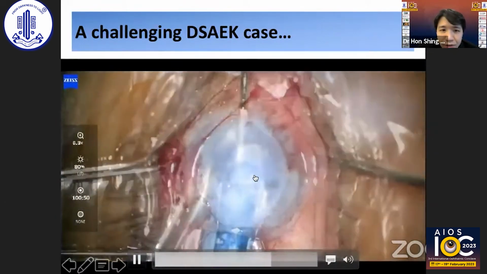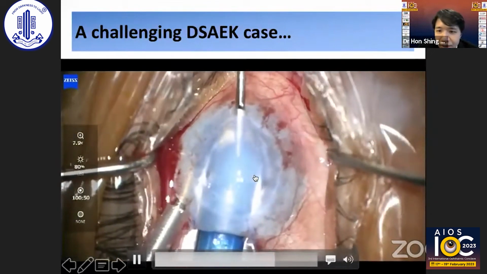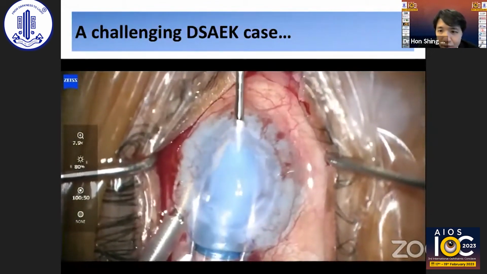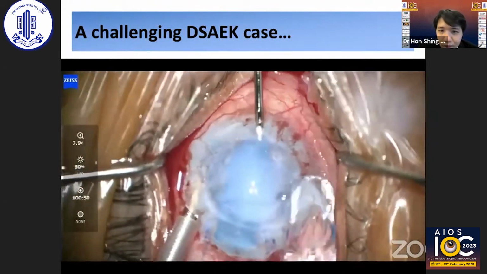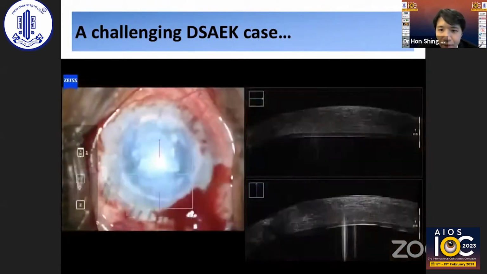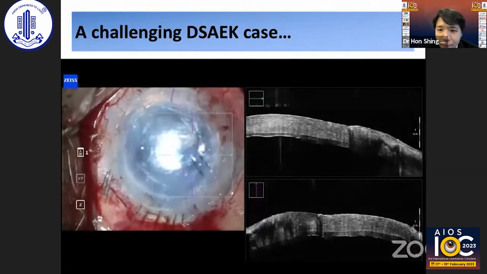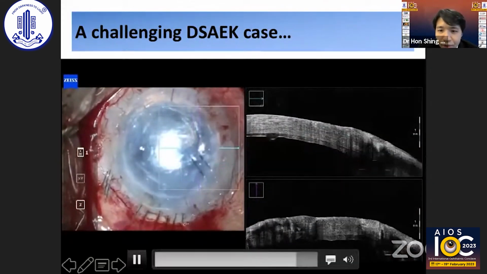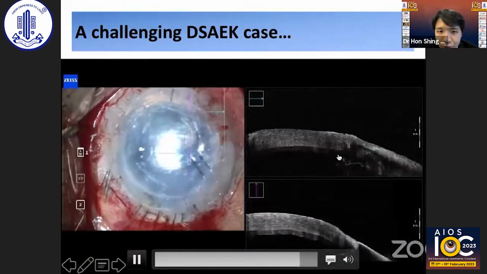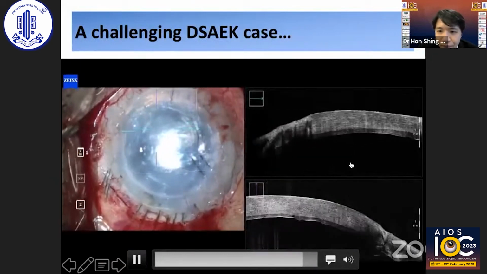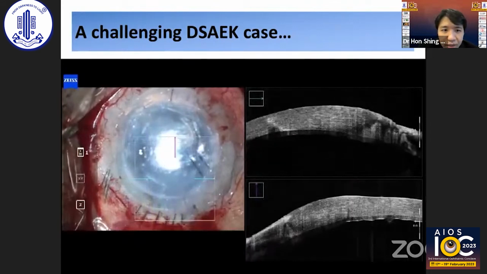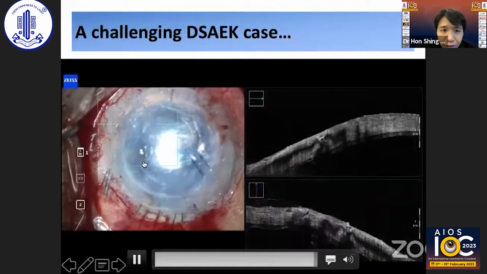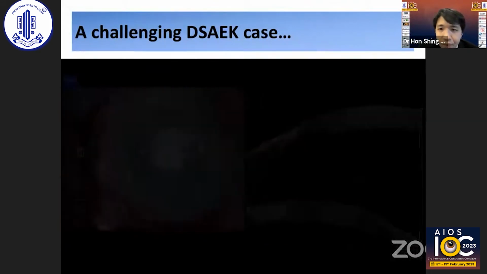So this is graft insertion using the EndoGlide. And in these cases of limited view, normally I stain my DSEK grafts. I normally don't stain my DSEK graft, but I stain in these cases of opaque corneas with trypan blue to give a better visualization. So this is after air tamponade, and you can see intraoperative OCT showing the attachment, the DSEK graft is fully attached at the end of the surgery. This is following a full air tamponade.